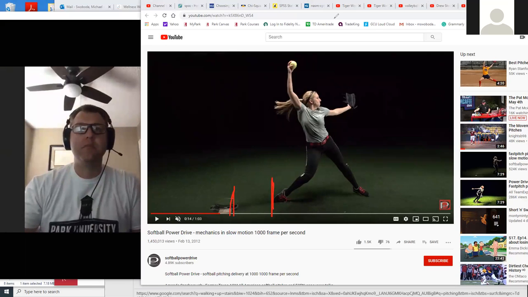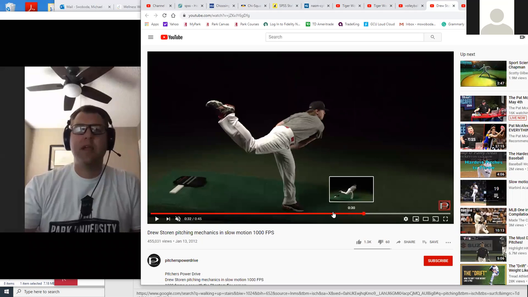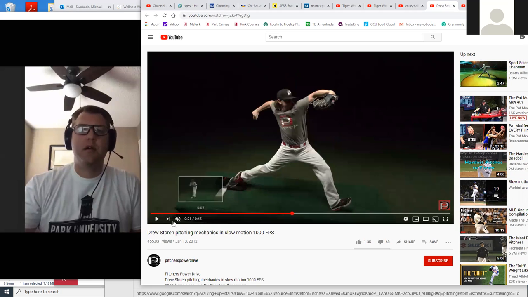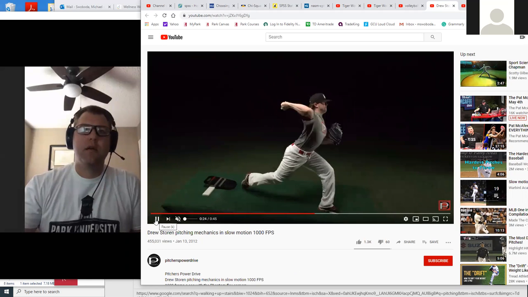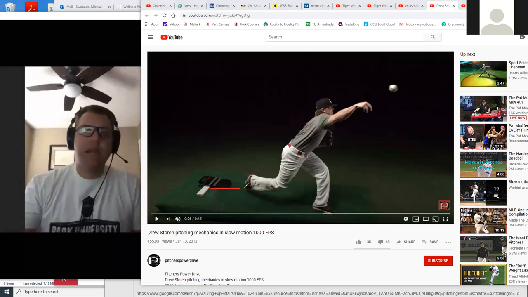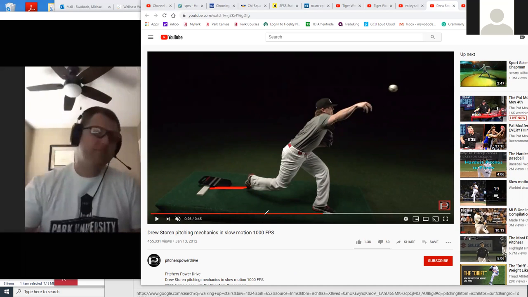If we jump back to Drew Storen here real quick. Yes, he is far off, but if you notice, by the time he releases the ball, which is right here, he's off this mound by maybe 18 inches.